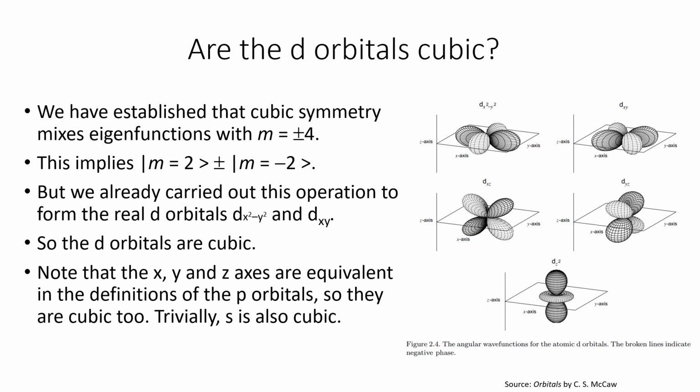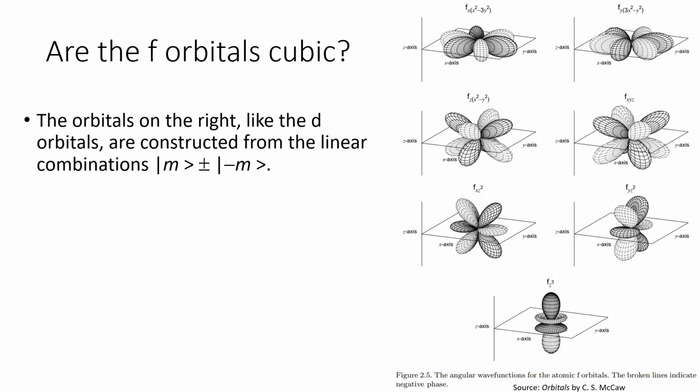So there you go, the p orbitals are cubic as well, and s, well, trivially that's cubic, because x, y and z are equivalent in an s orbital. Every direction is equivalent in an s orbital. So there you go, our d orbitals are kind of by fluke cubic. But we'll see that things are not quite so simple with the f orbitals.